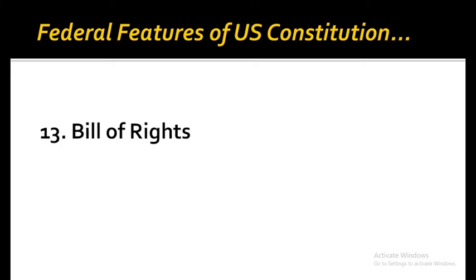The last one is Bill of Rights. The Constitution of the United States guarantees certain Bill of Rights or fundamental rights to its citizens. These Bill of Rights were not incorporated in the original draft of the Constitution, but were later added by the first 10 amendments of the Constitution of USA.